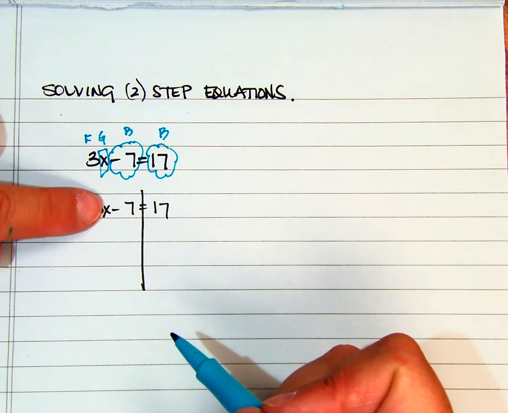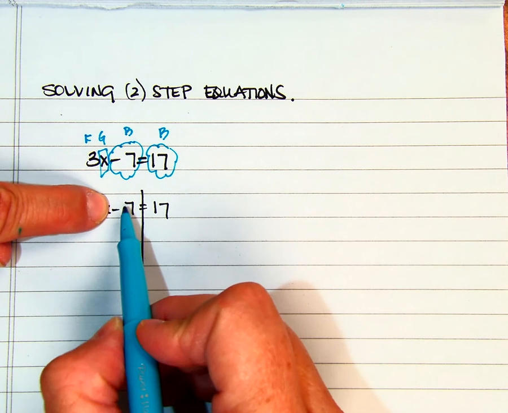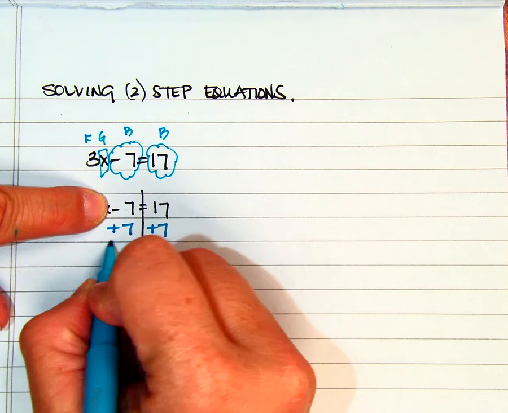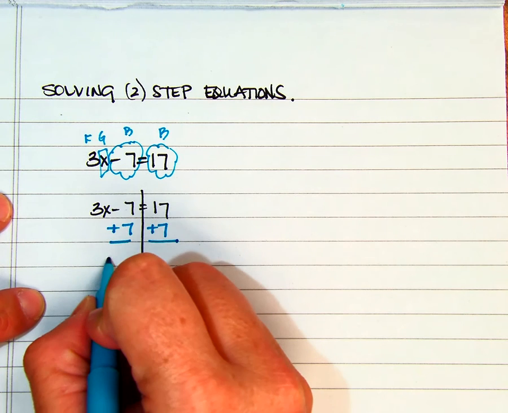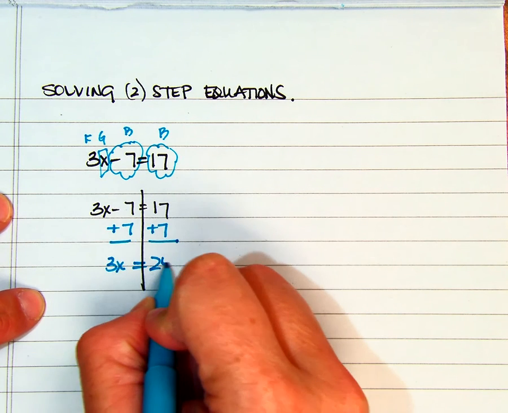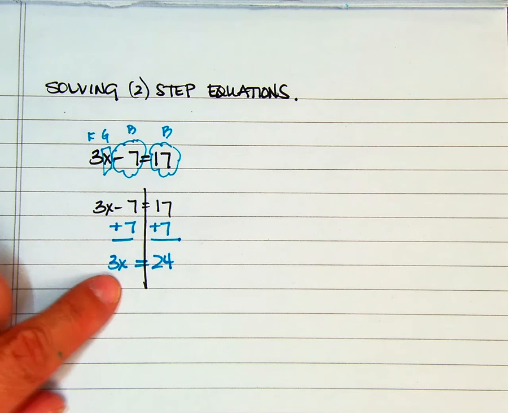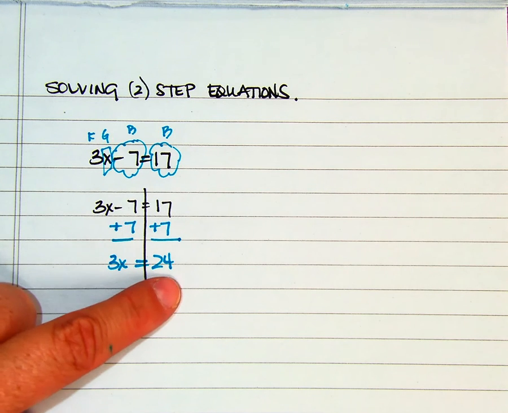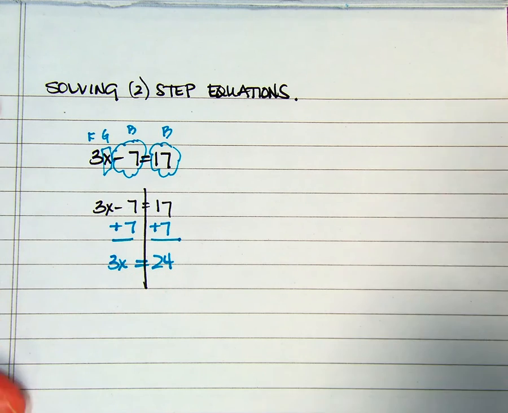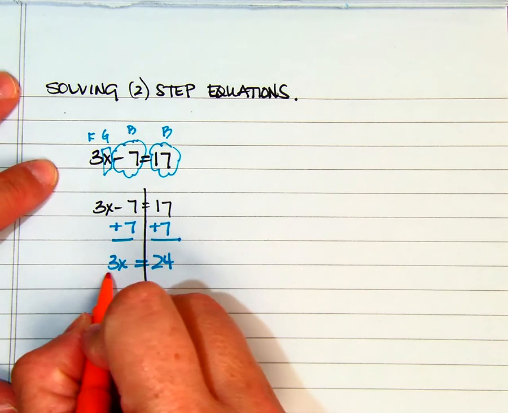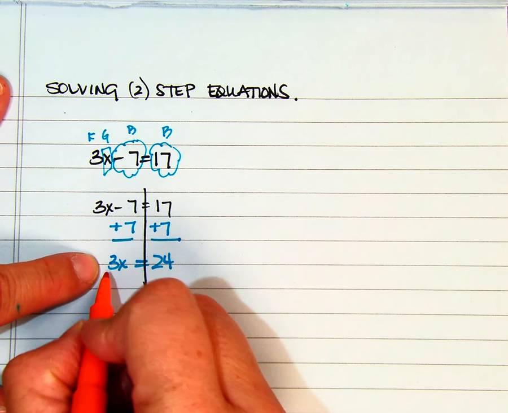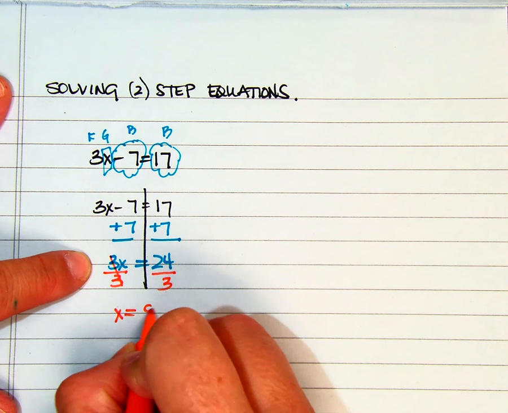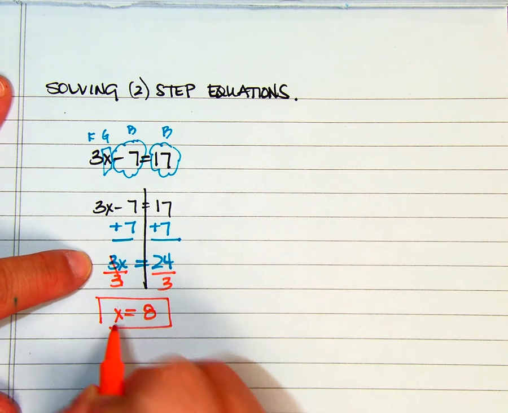So we're going to protect the friend and the good guy, which tells us we have to get rid of the subtracting 7. We're going to do that by adding 7. So we have 3x equals 24. We still have the good guy. 3 is the friend. All the bad guys are on the other side. Finally, last step, we are going to boot the friend. Right now we are multiplying by 3, so we are going to divide both sides by 3 and get x to equal 8.